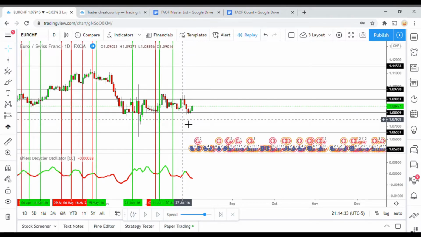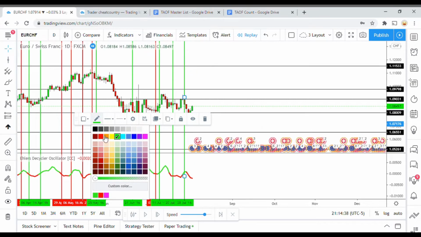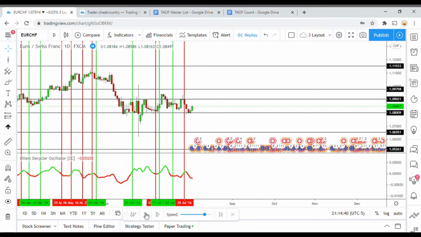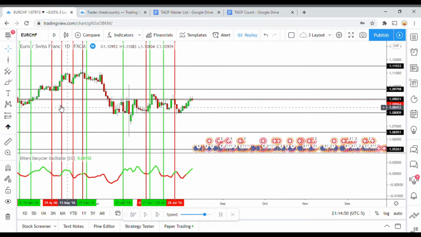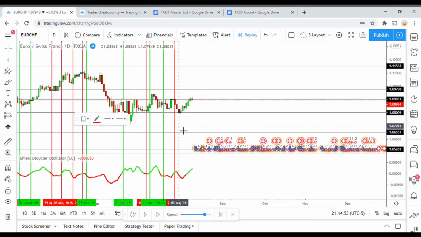Then we picked up a long back here. That one was not so great. Then a short almost immediately after on this one. And it looks like that one is going to fake us out as well. It did.